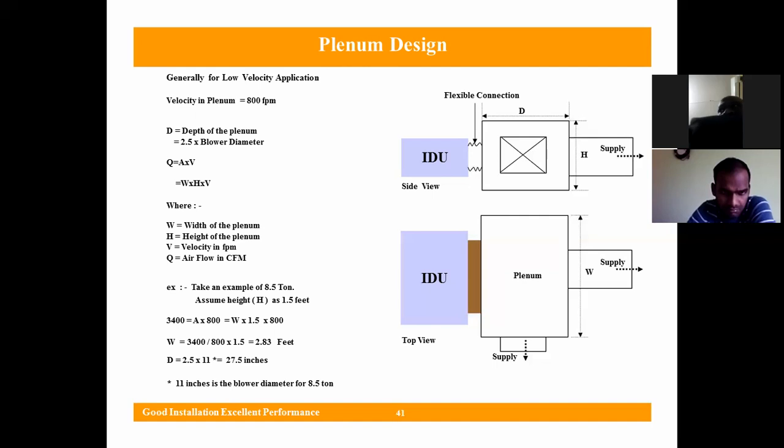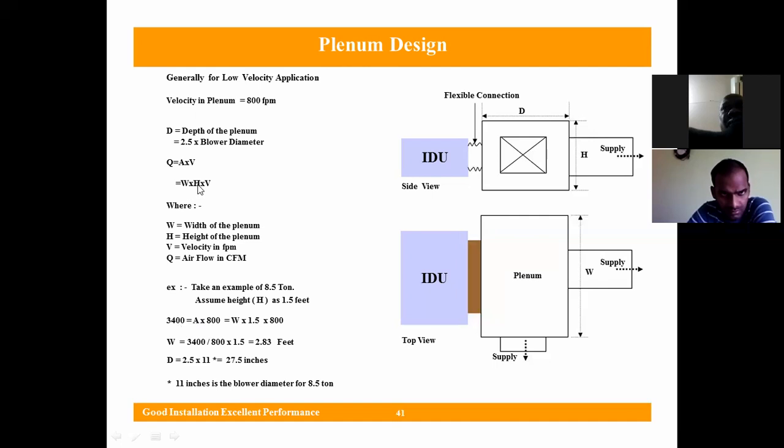Now the rest part is that we have to find the width of this. So to find out the width, you just equate in this formula, Q is equal to A into V. Q you might be knowing it already, 3,400 CFM. From 8.5 ton, it produces 3,400 CFM. And V we are already assuming as 800 FPM, right? So from here, you could write 3,400 is equal to area into 800.